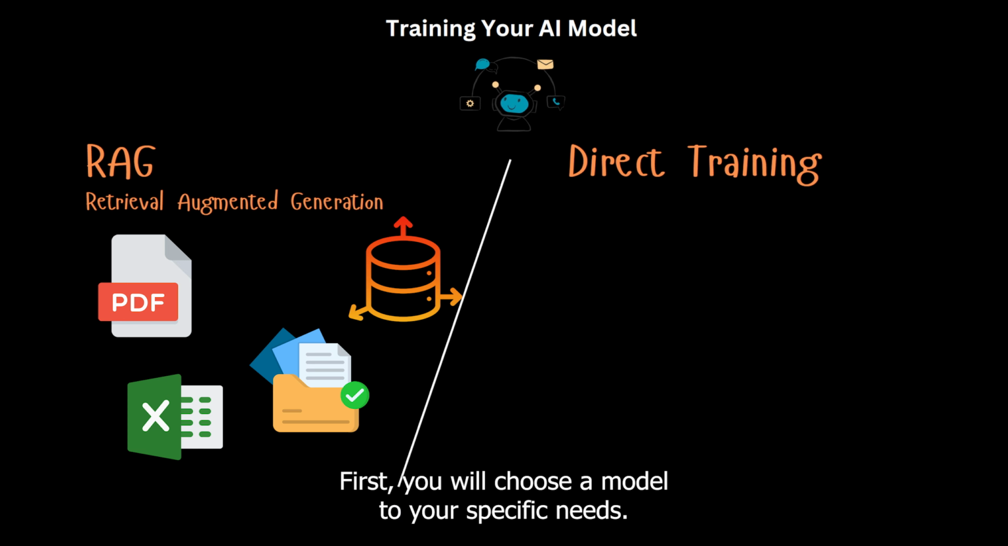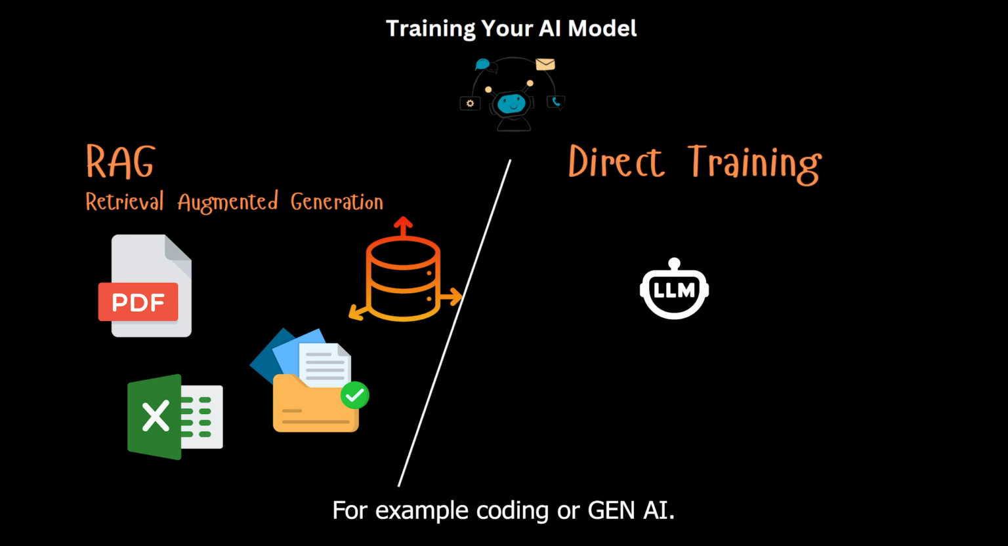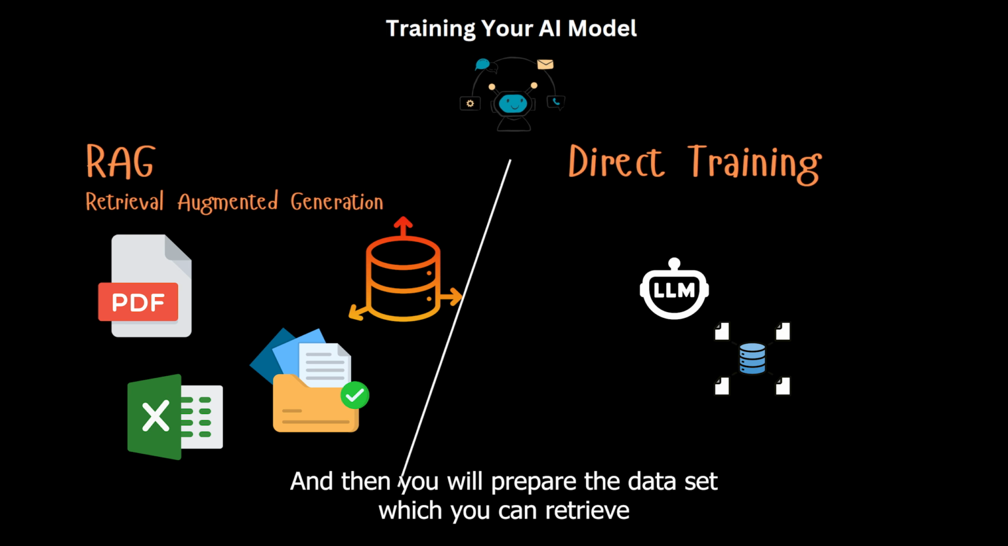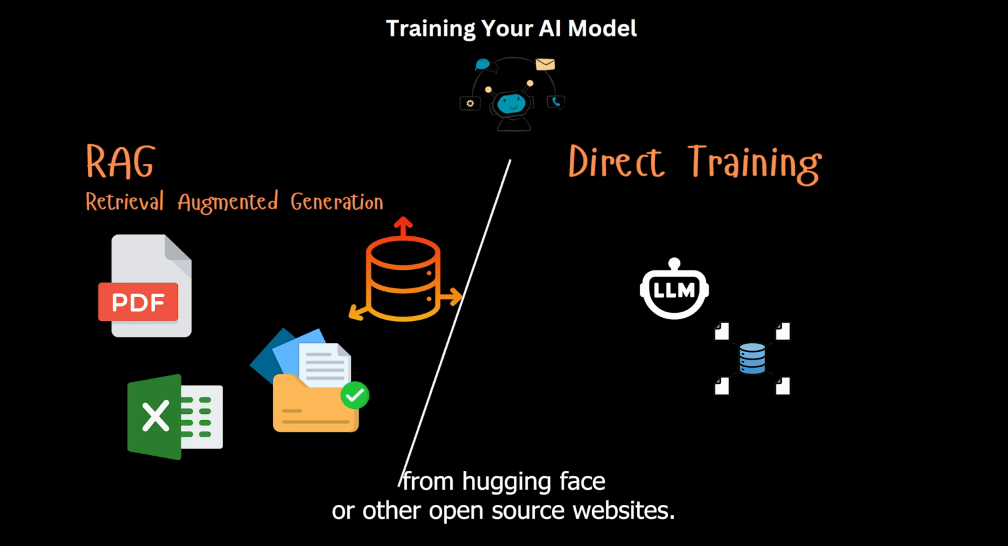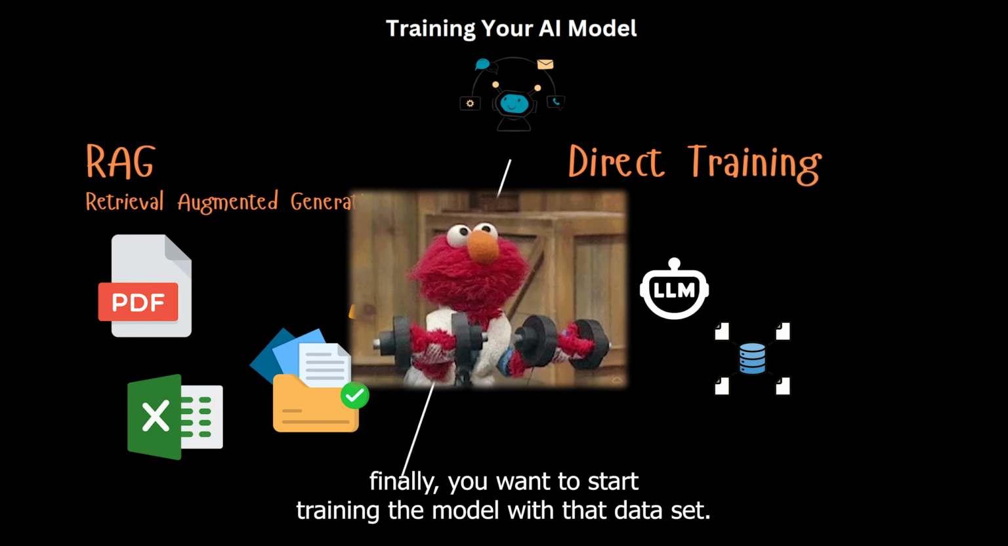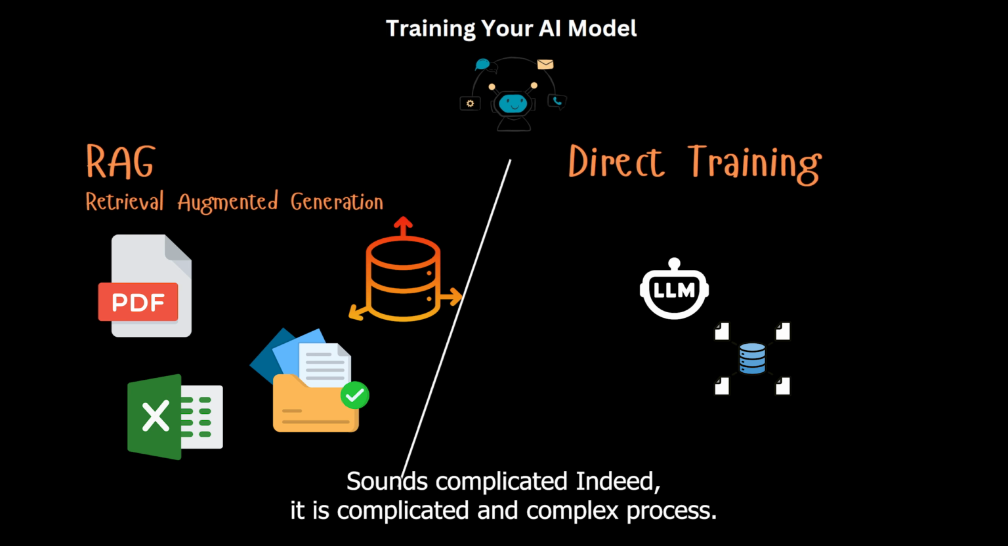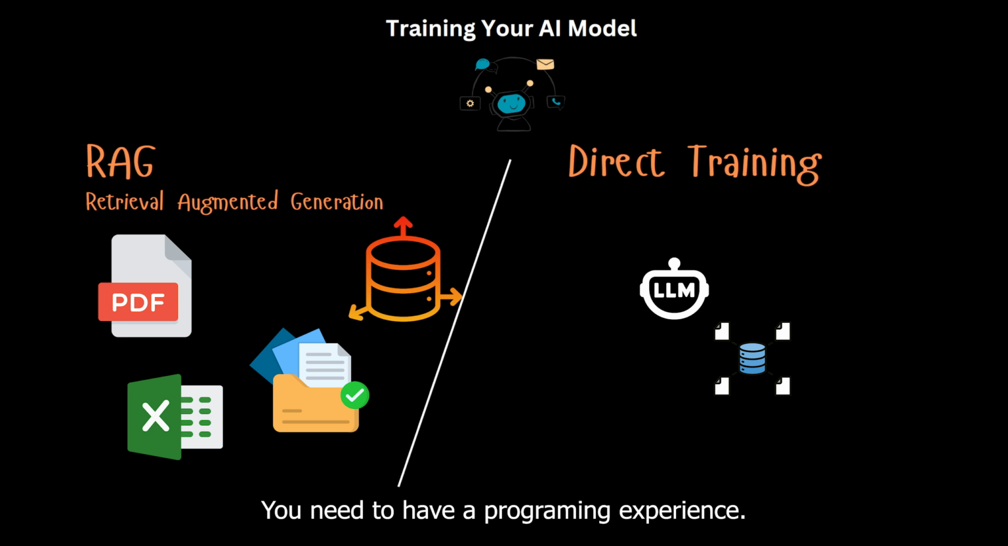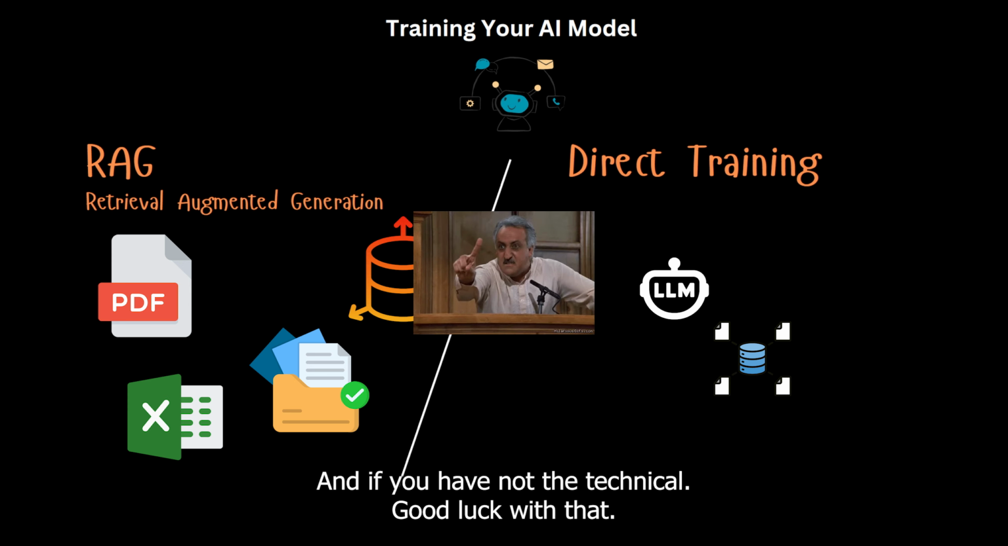The second way to train your AI model is actually direct training. First, you will choose a model to fit your specific needs, for example coding or Gen AI, and then you will prepare the dataset which you can retrieve from Hugging Face or other open source websites. Finally, you will start training the model with that dataset. Sounds complicated, huh? Indeed, it is a complicated and complex process. You need to have programming experience, and if you're not technical, good luck with that.